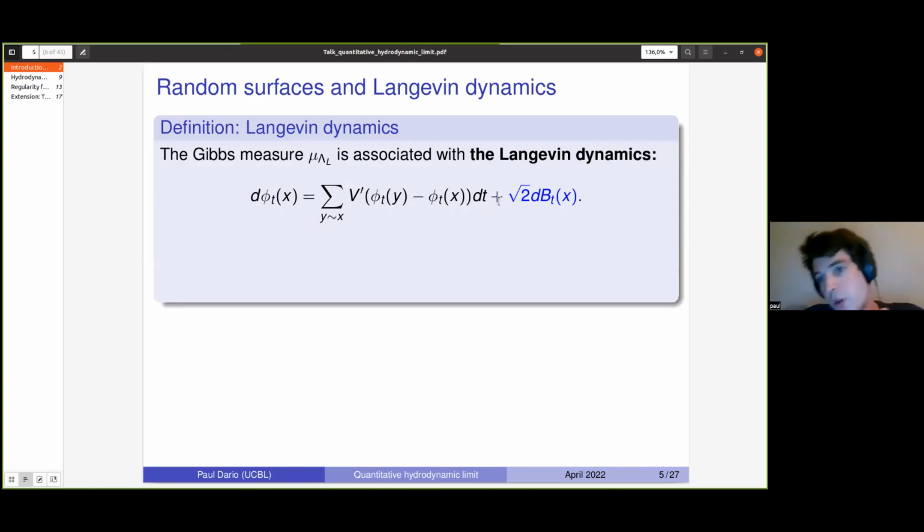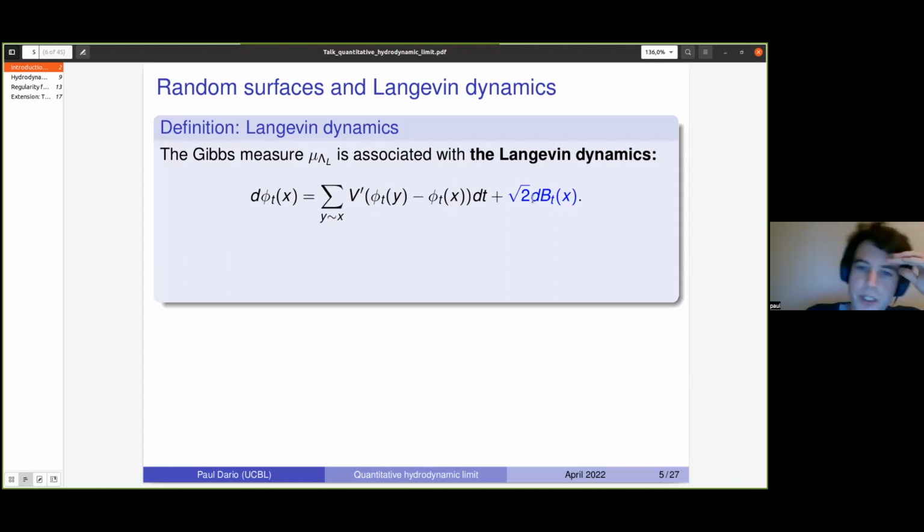And you are going to add some noise, which takes the form of d bt, where bt is a Brownian motion. So what you do is, for each point x in your box, you choose a Brownian motion. All the Brownian motions are independent. And then you run this equation with all the independent Brownian motions.